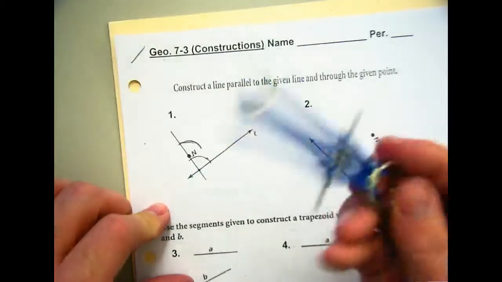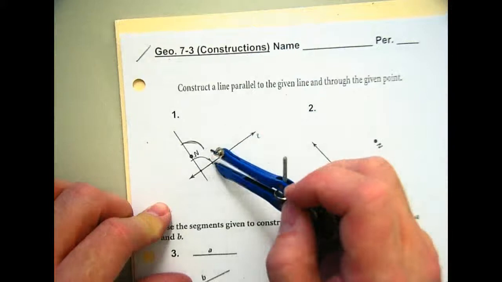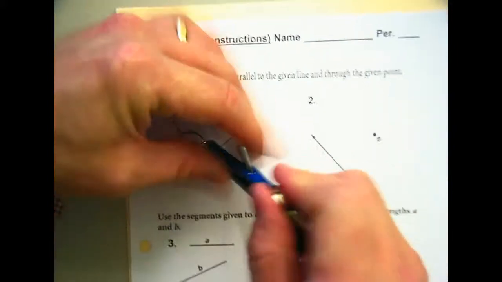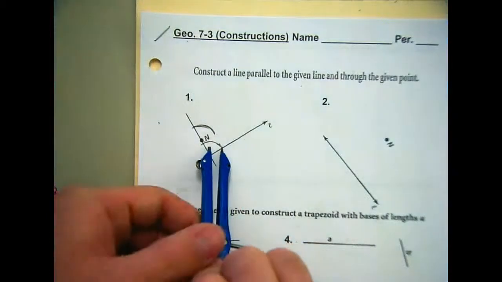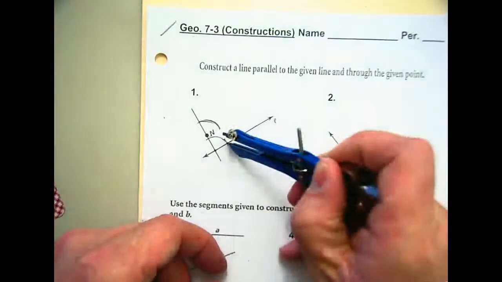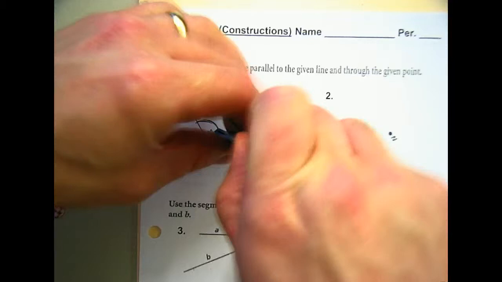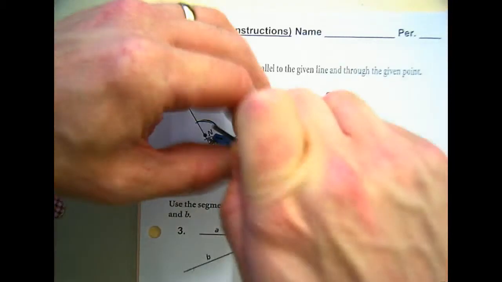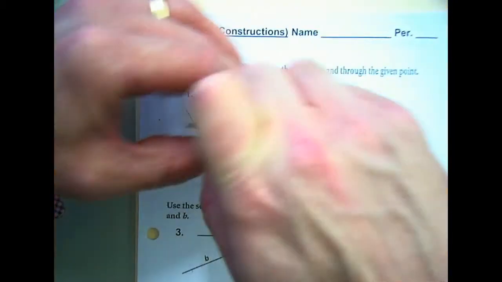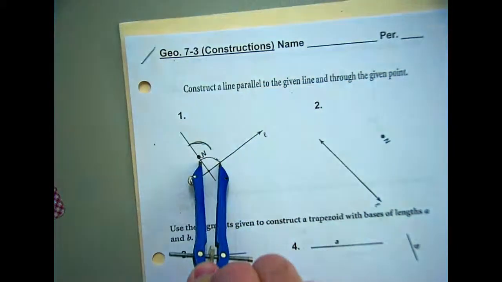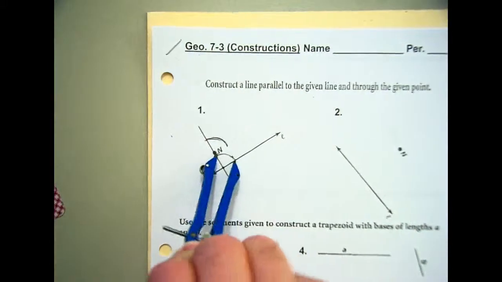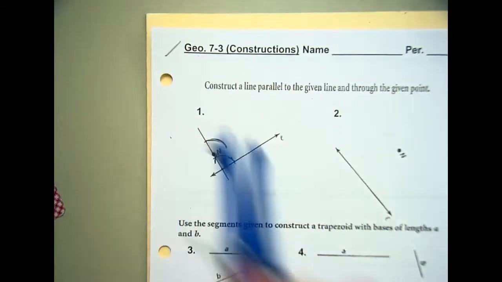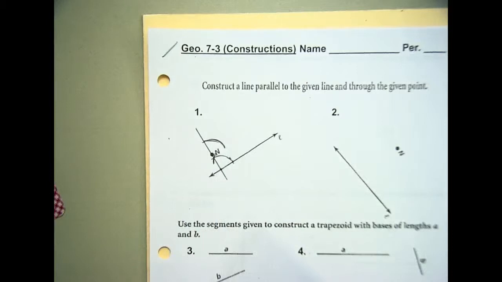Okay, next piece. You're going to measure the width of that line. So you take your compass, set one point where it intersects one of the lines, and then open it up so that the other point will intersect the other line. Okay, and then measure that width. So you're just measuring that width.